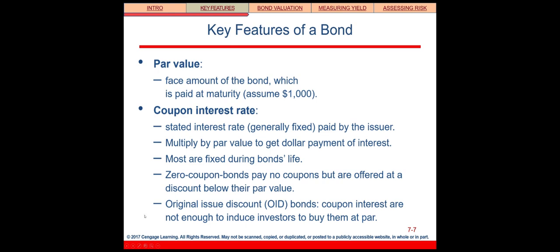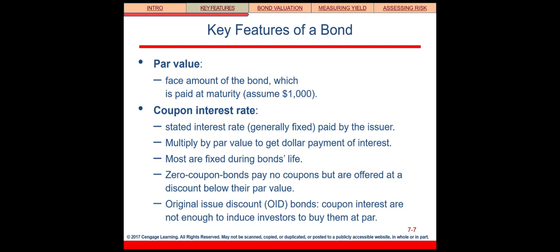And the last one is original issue discount bonds. These are the bonds where the coupon interest is not enough to induce investors to buy them at par. So it means that they do have a coupon. They are no longer zero coupon. They do have a coupon interest rate, but the interest rate is too low. Therefore, it is still not high enough for the bond to be bought at par.